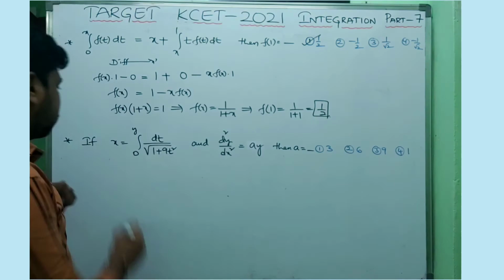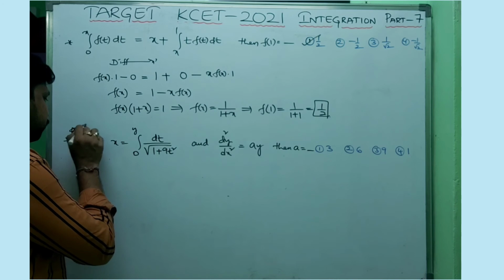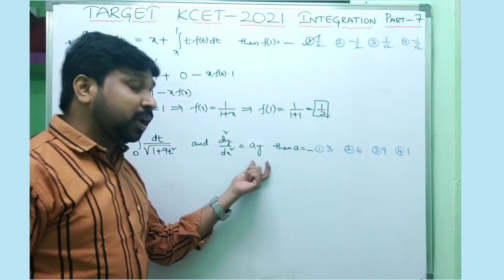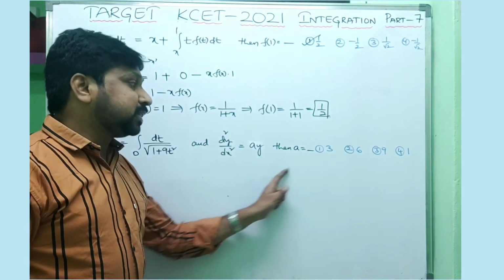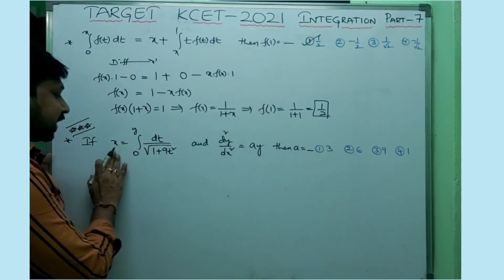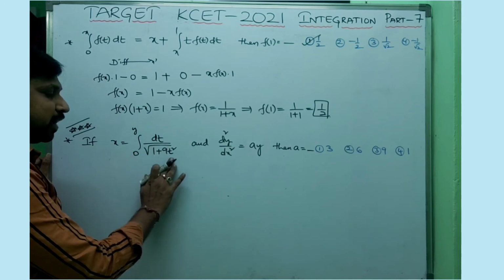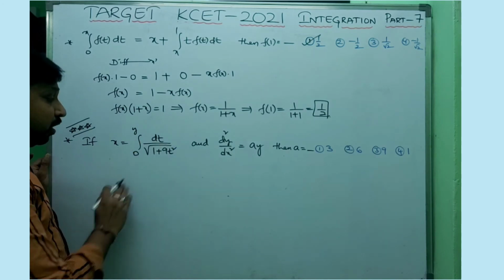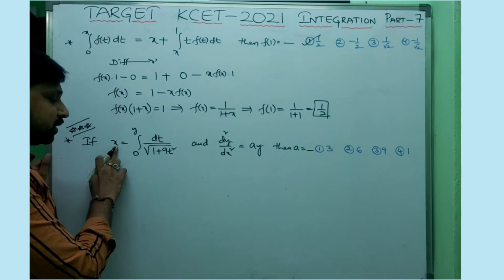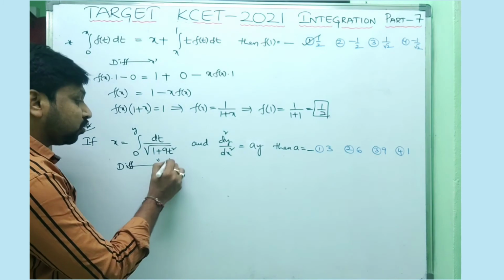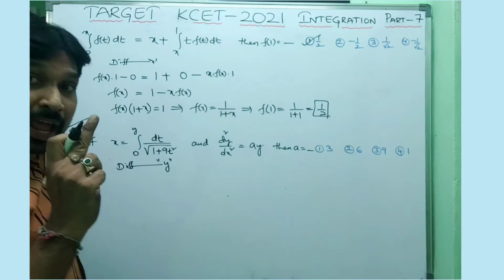Let us move to the next question. This is the most important question. Okay, it's a very dangerous question. They are asking d square y by dx square is equal to a y. Then what is the value of a? The given result is x equals integral 0 to y of 1 by root over 1 plus 9t square dt. Now since x is given, you need to differentiate with respect to y instead of with respect to x.